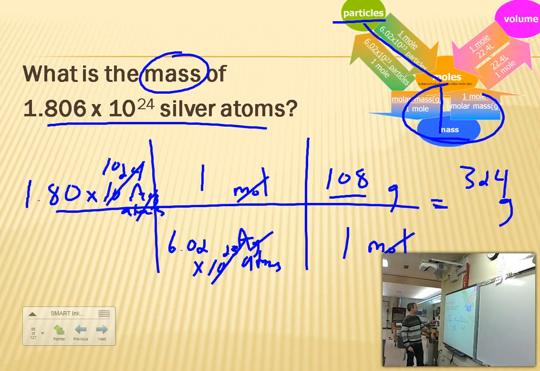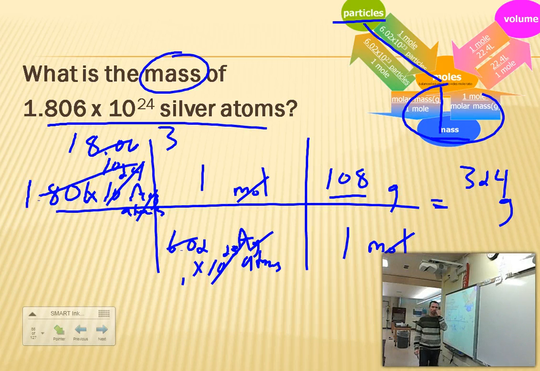Can I do 1.80 times 10 in my head? Yes, that gives me 18. So basically all that up there is 18. And I forgot that 0.6, didn't I, right there? So if I divide 6.02 by 18.06, you can see that gives 3, and so it would just be 3 times 108, which is 324. Okay? So that was one example involving mass and atoms or particles.